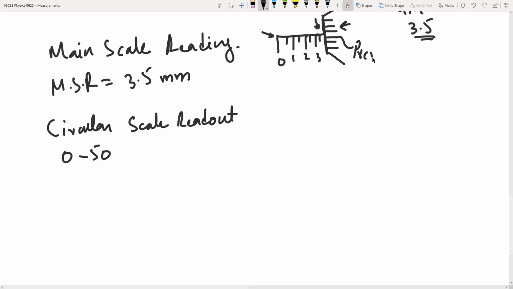So always take the previous one. If it is not perfectly lined up, never take the line ahead of it, right? Okay, so let's say our 23rd division is aligned up, and the 24th is not lined up properly, so we're going to take the 23rd, right? So it's the 23rd division.